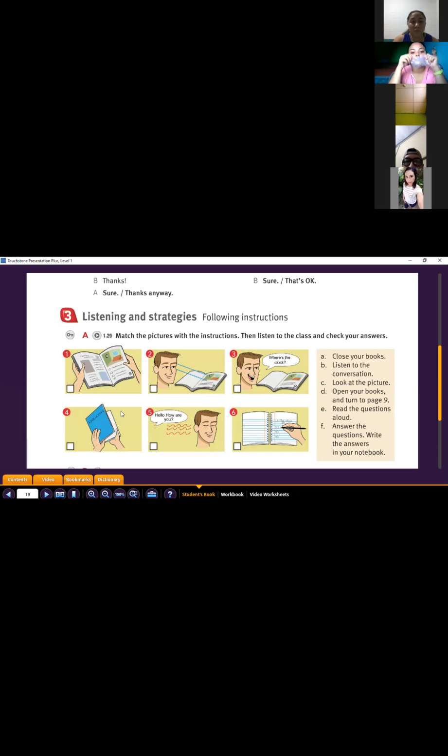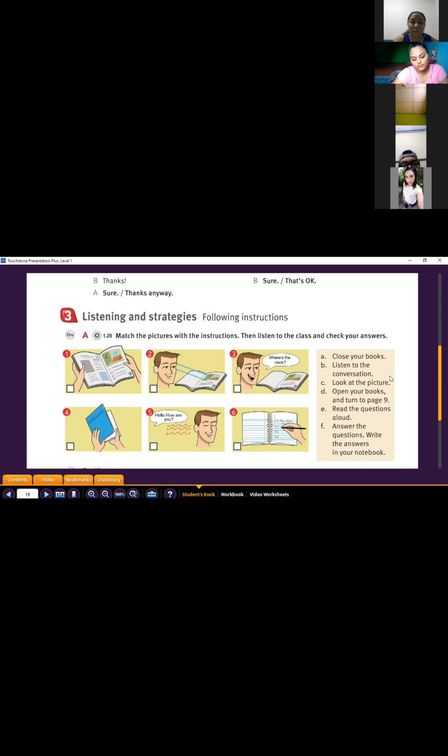Read the questions aloud. Lea las preguntas en voz alta, fuerte. Letter F. Answer the questions. Responda las preguntas. Write the answers in your notebook. Escriba las respuestas en su cuaderno.